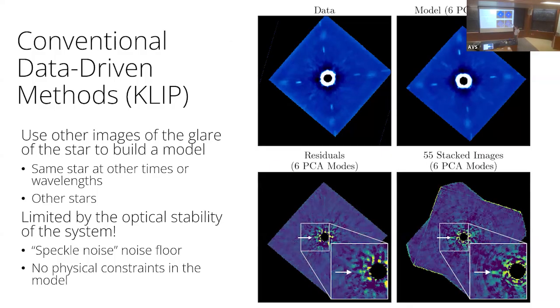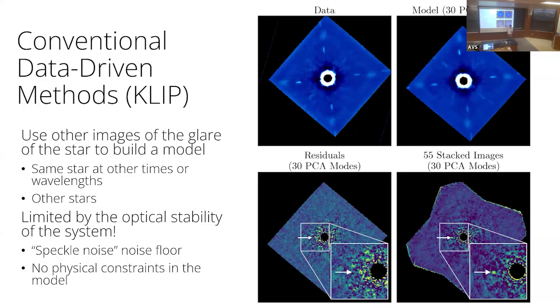So what you're seeing is mostly the diffracted glare of the star. On the top right, this is our principal component reconstruction of the glare of the star. And you can see that this is using images taken at other times and other wavelengths. And you can see that the two look pretty similar. At the bottom left, this is a data minus model. And you can see that it's an animation.